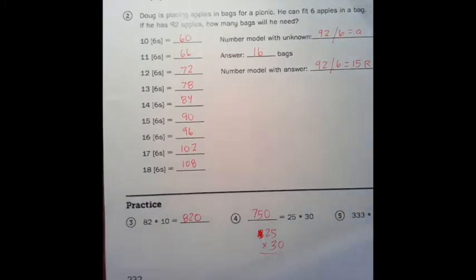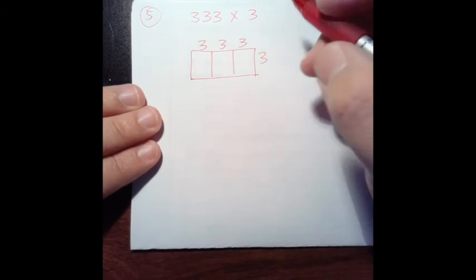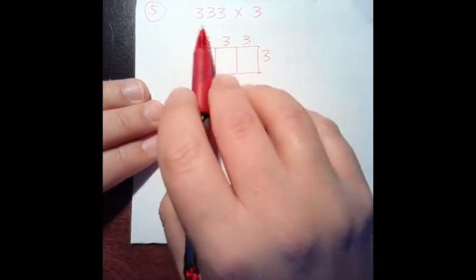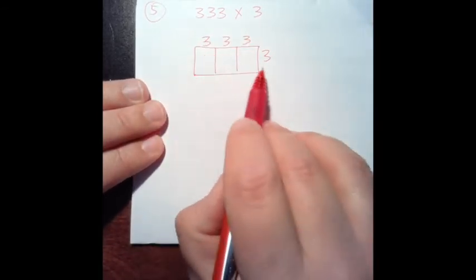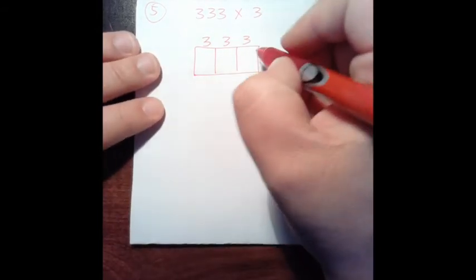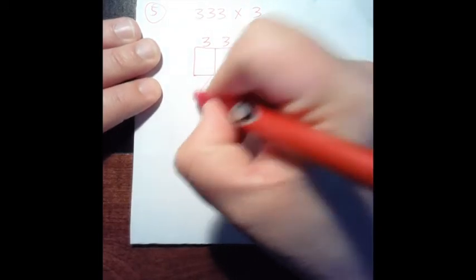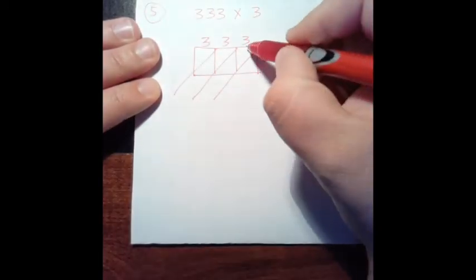For number 5, 333 times 3, I decided to put it on another piece of paper, and I'm going to do lattice. So I set up my lattice. It's a 3 by 1. So we got 333 times 3. That's a lot of 3's. So we're going to go ahead and put our diagonals in for our lattice. And we're going to work that out.